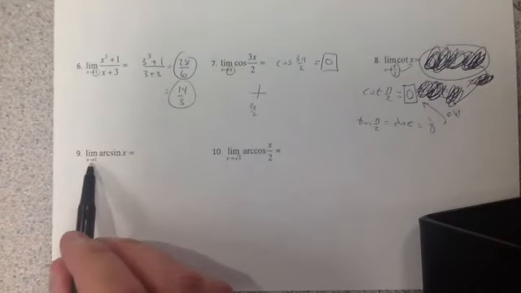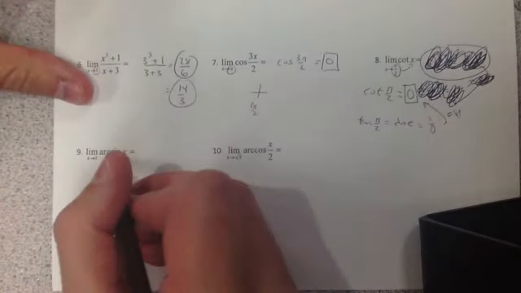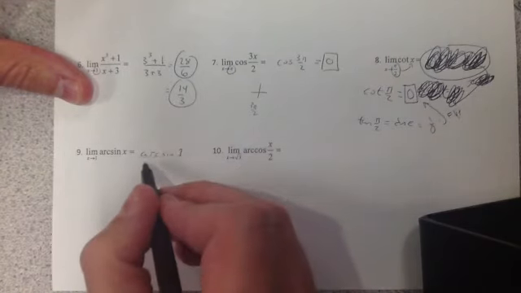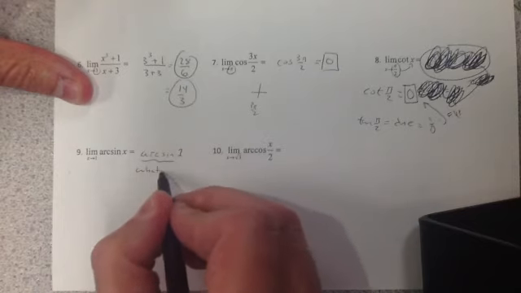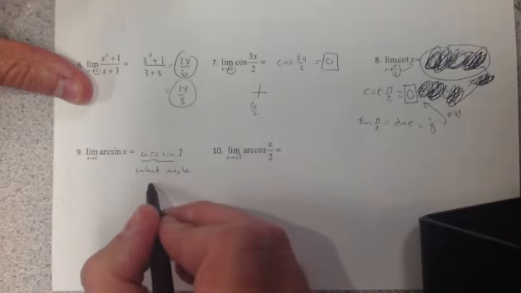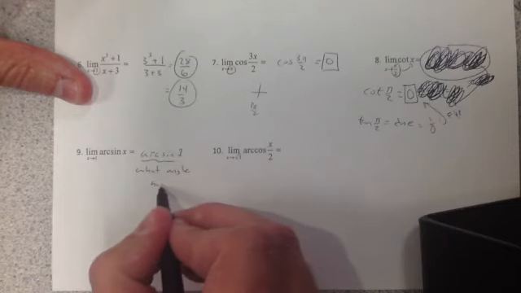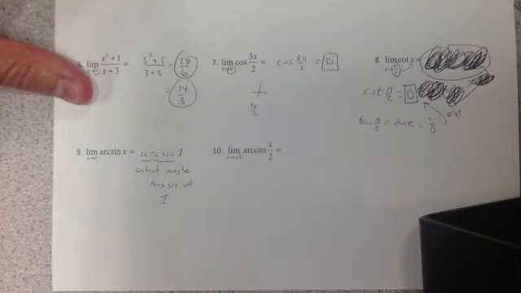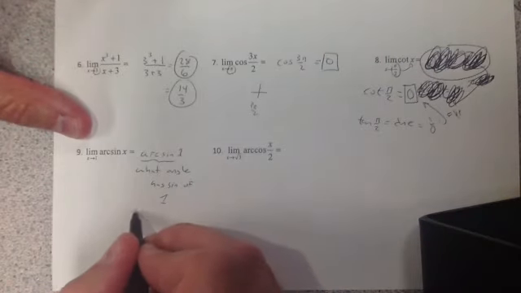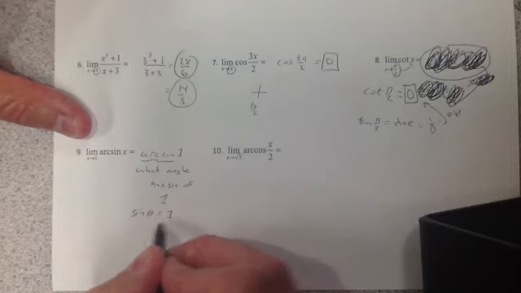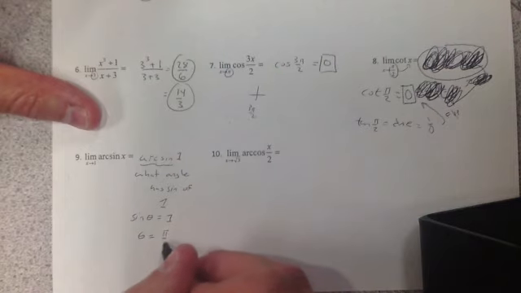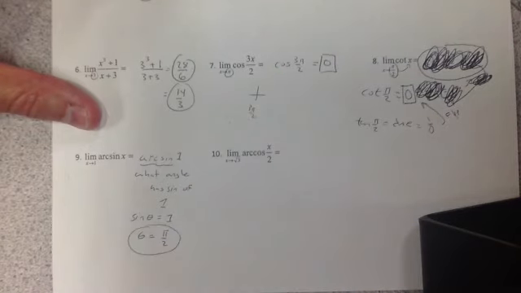Let's try number 9 and 10. So for number 9, if I'm looking for the limit of the arcsine, be very careful. We're going to get the arcsine of 1. Remember what this is saying: what angle has a sine of 1? That's easy to do. We rewrite this as the sine of theta equals 1. And what does theta equal? Very easy. Pi over 2. And there's our answer.